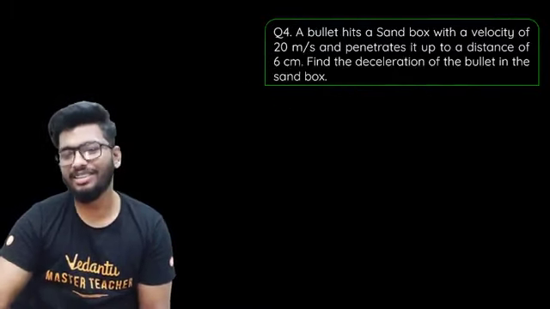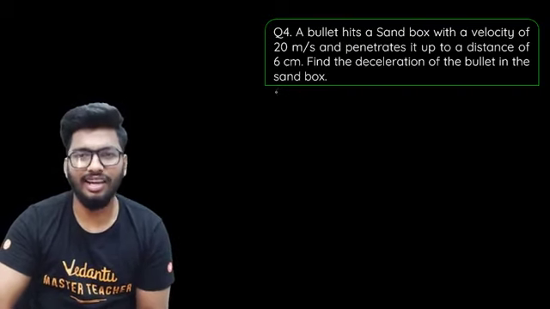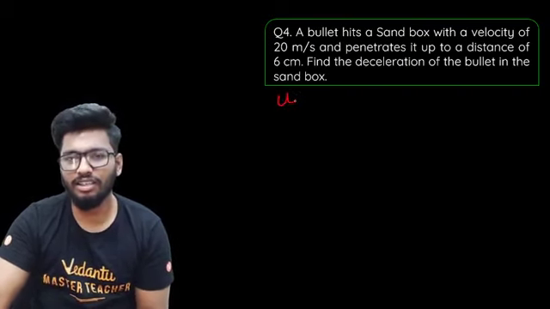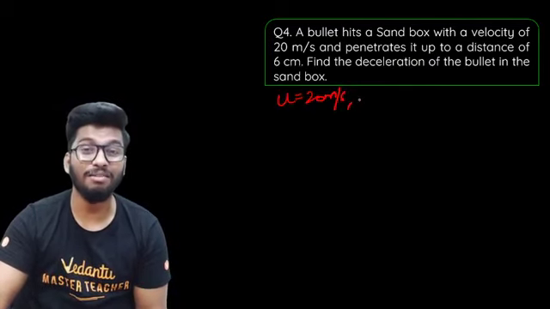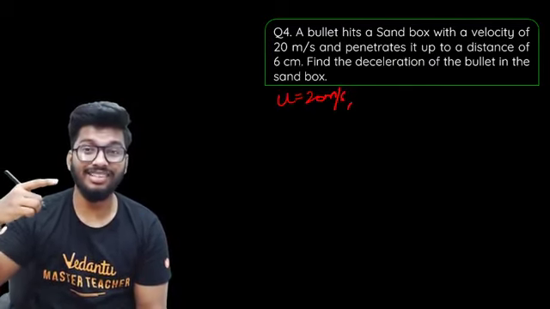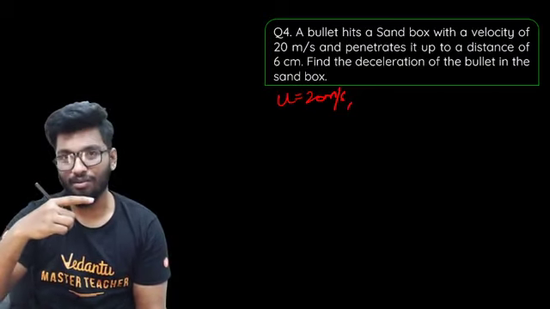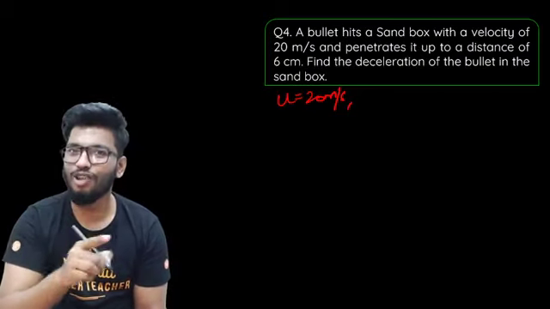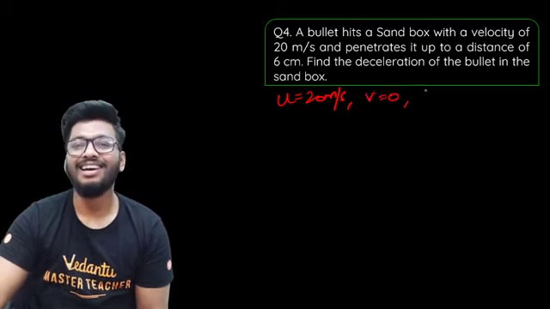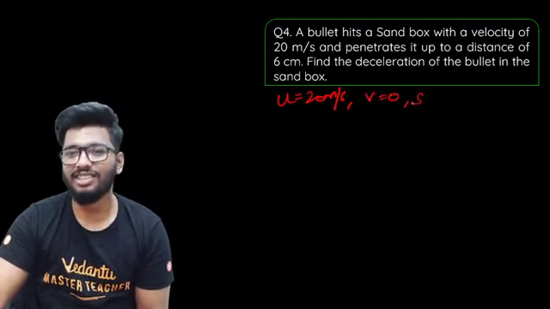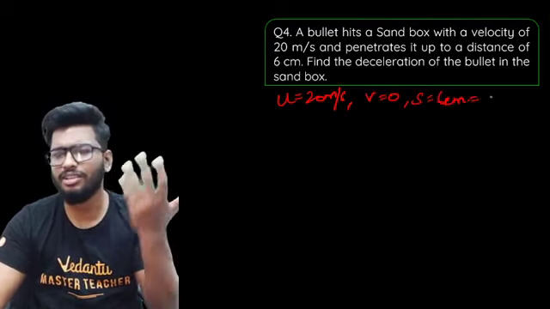Okay, let's write down the given data first. The bullet hits a sandbox with velocity, so initial velocity is 20 meter per second. What is the final velocity, guys? Remember, once the bullet hits the sandbox, it penetrates a certain distance and it stops. So final velocity of the bullet is 0. Now you know the distance also. Distance is given as 6 centimeter. Convert that to meters because everything else is given in meters.